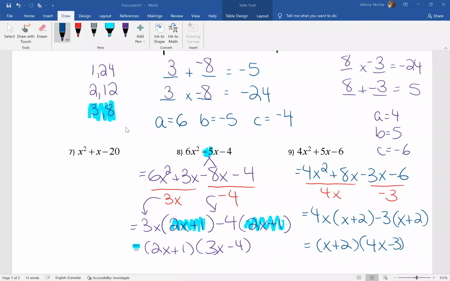Here's the workings for that last one. We've written down A, B, and C, found our two numbers for the sum and product. We rewrote the middle term plus 5x using +8 and -3.